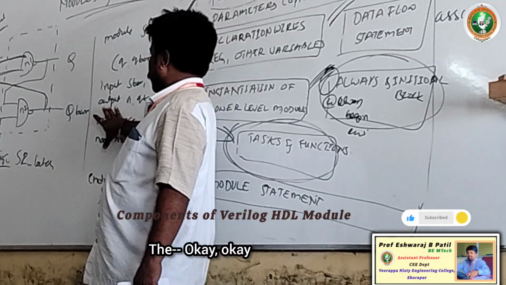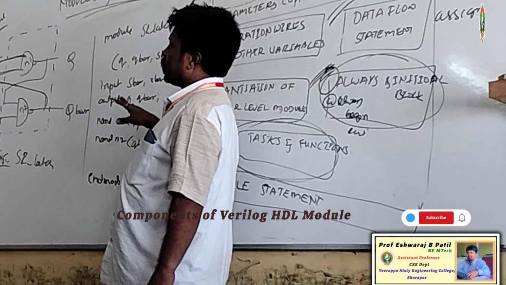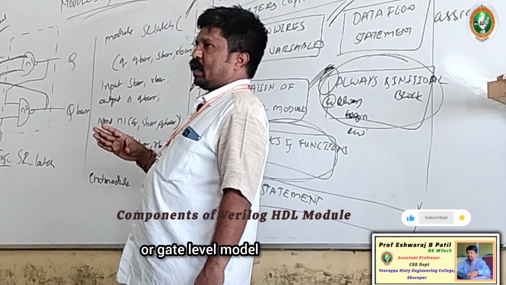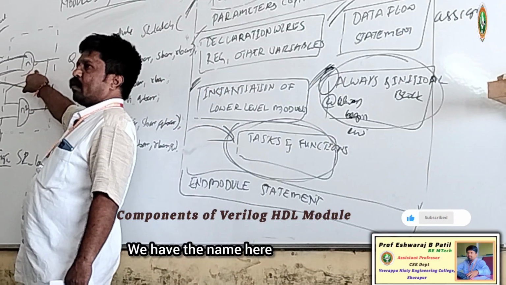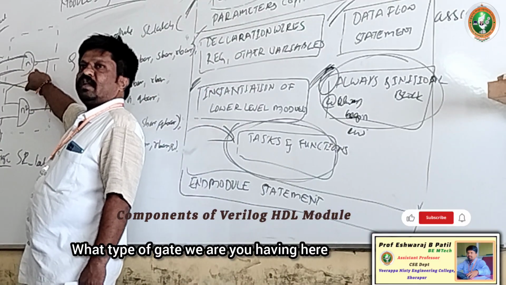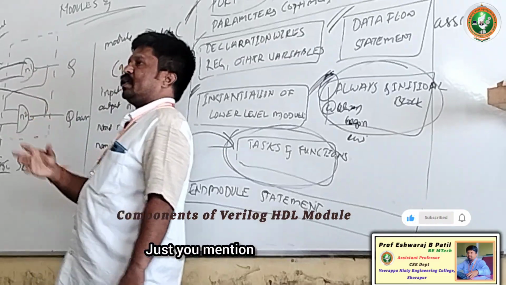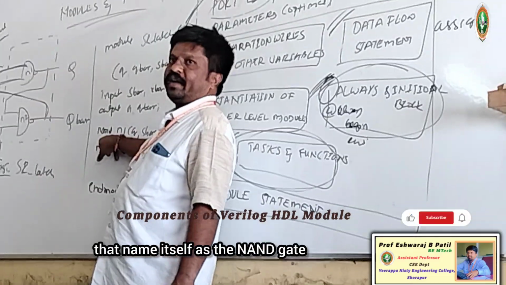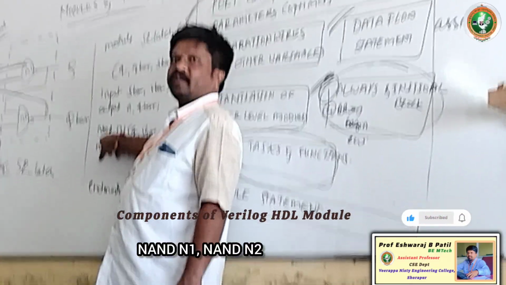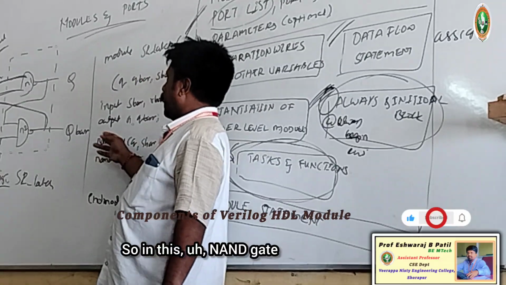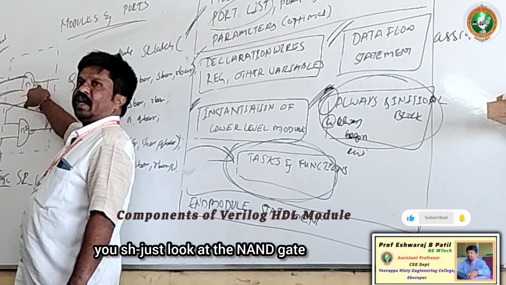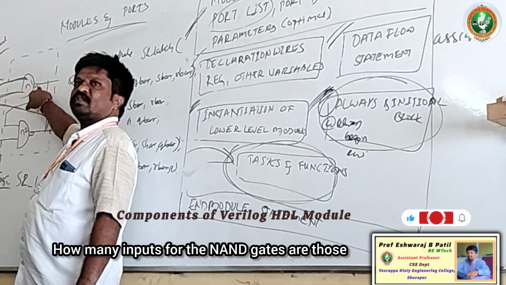Next, while writing the program I used the structural model or gate level model. Looking at the figure, we have the names here. What type of gate do we have here? NAND gates. Just mention the name itself as NAND gate: NAND N1, NAND N2. You have to declare them. In this NAND gate, how many inputs does it have?